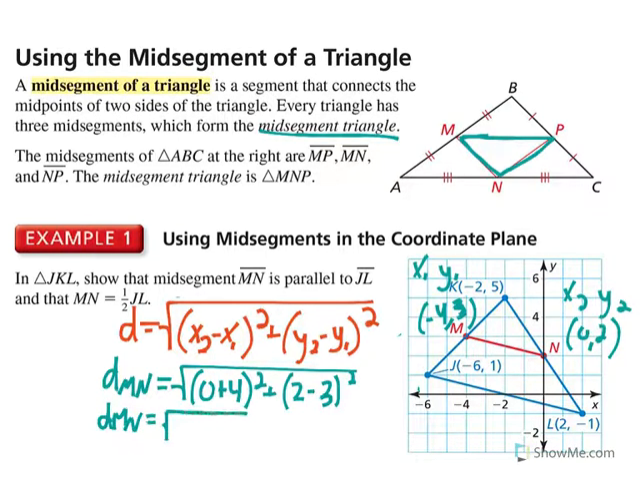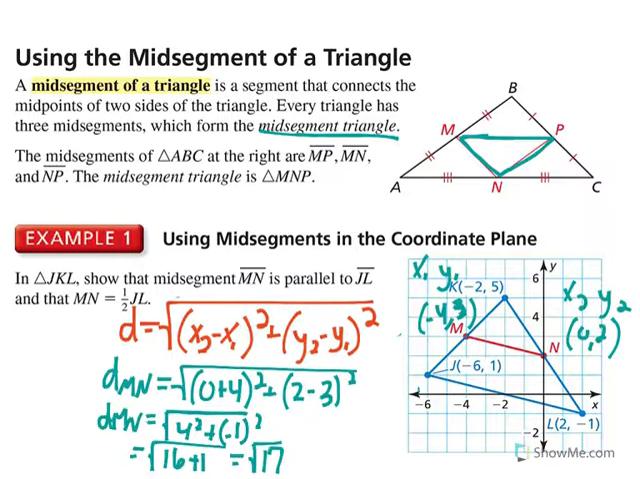0 plus 4 gives me 4, so I have 4 squared. Plus 2 minus 3 gives me negative 1 squared. I'm going to leave it in the parentheses since it's negative. Then if I continue to simplify this, 4 squared is 16. Negative 1 squared, remember that negative is squared as well, so I have negative 1 times negative 1, which gives me a positive 1. So I end up getting that this is the square root of 17.